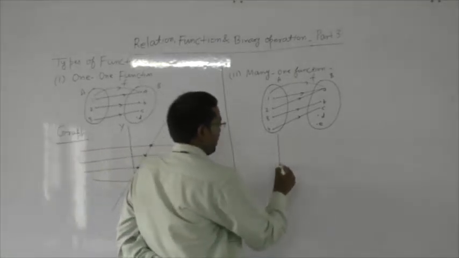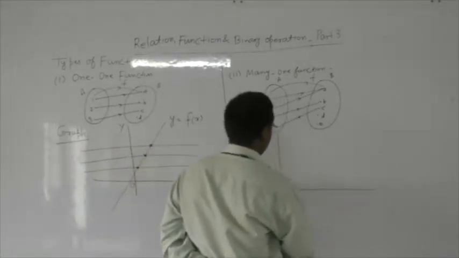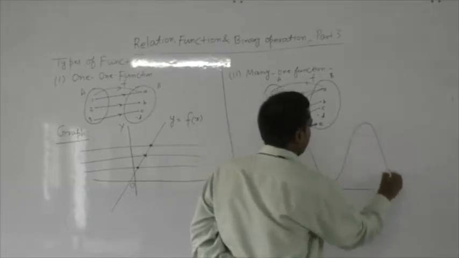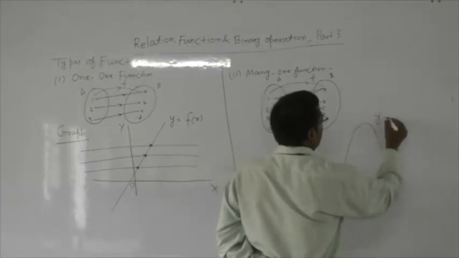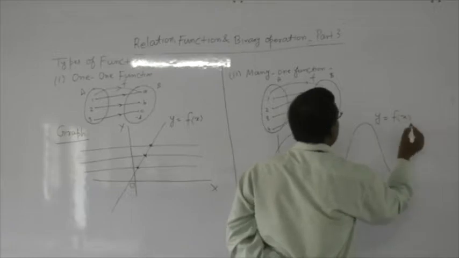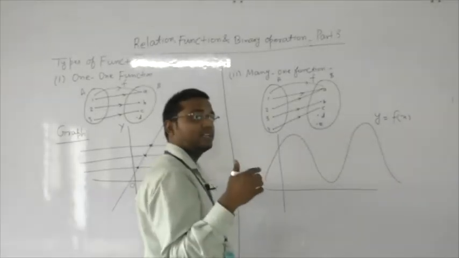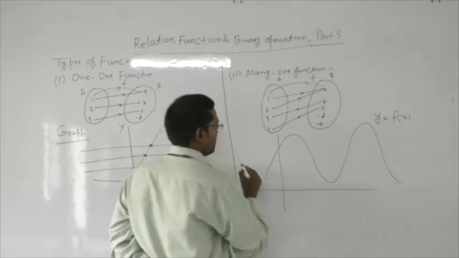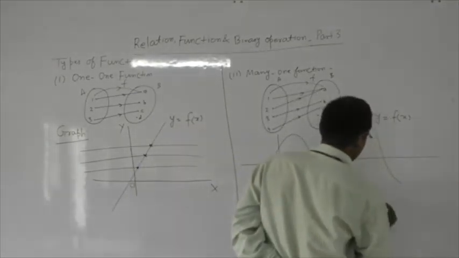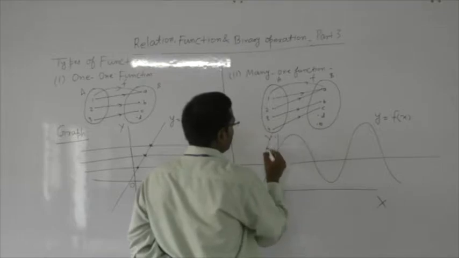Now let's see what will happen in the many-one function. Suppose we have a function like that, y equals f(x). If you take any horizontal line, it will cut the graph at more than one point. For example, suppose this is our horizontal. This is x, this is y.